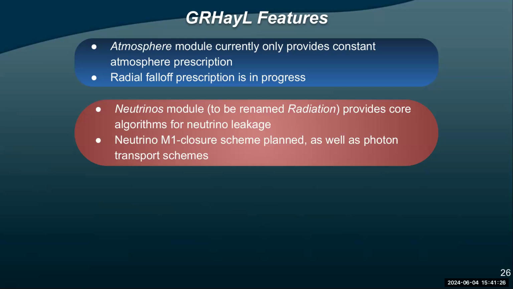Now, Neutrinos, which I aim to eventually rename Radiation, provides the core algorithms for neutrino leakage. There are other schemes that people are already planning to work on that they will eventually, hopefully, add to GRHayl. There's an M1 closure scheme that's planned, as well as photon transport schemes. And as they work on these, they're already using GRHayl, and the goal is for them to develop these and then figure out what pieces can be separated from the infrastructure and give back to GRHayl, right? That's the idea of making this library, that people can work on what they want without making changes that make it incompatible with other people.